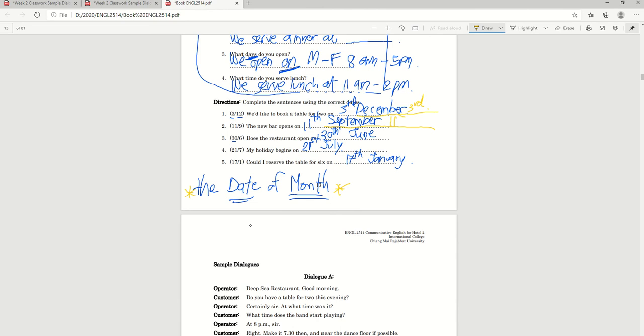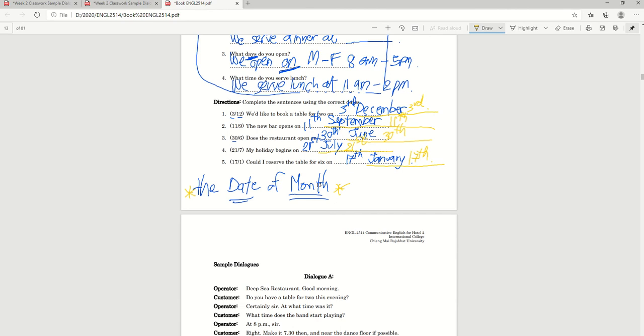September 11, June 30th, July 21st, January 15, like this. So there are 2 ways to say date and month, or month and date. Keep this lesson in mind. Even though it is the basic one, it is a major mistake.